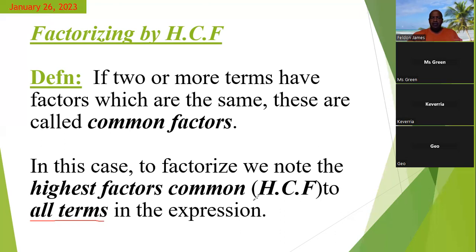Now, we have to choose in terms of highest common factor, because even though you might pick out a factor that seems to be common, it might not be the highest common factor, especially when you're working the common factors with numbers.